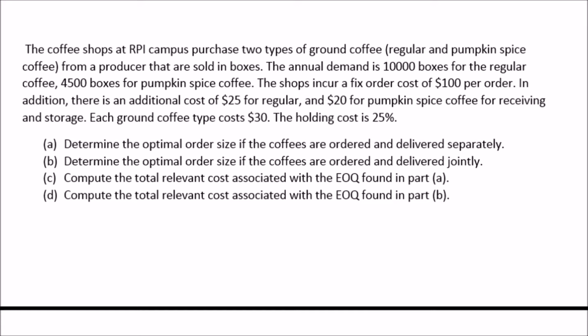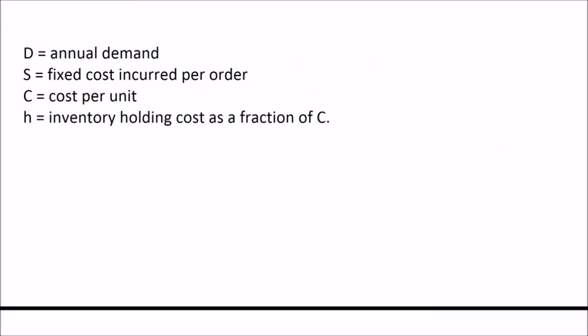If we go back to our problem, we want to find the optimal order size if we order them separately. Another case, what if we order them jointly? And then we are going to compute total relevant cost for each of these cases. Let's get started. In terms of parameters, we have this annual demand, D. S is the fixed cost that we pay when we place an order, C is cost per unit, and H is inventory holding cost as a fraction of C.